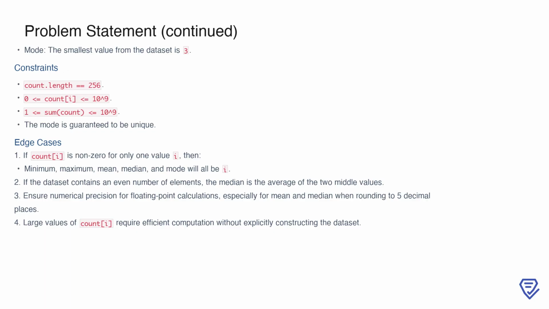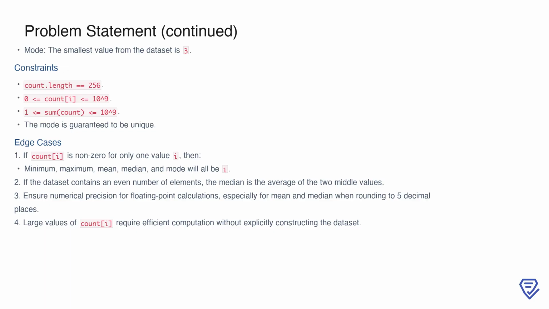Finally, it's important to consider the constraints and edge cases. The array count always has a fixed size of 256, and each value in count can range from 0 to 10^9. The total number of elements in the dataset, sum(count), will always be at least 1 and at most 10^9. Special cases include datasets with only one unique value, where all statistics will simply equal that value, and datasets with an even number of elements, requiring careful computation of the median.